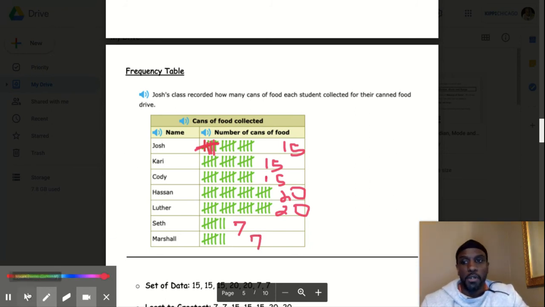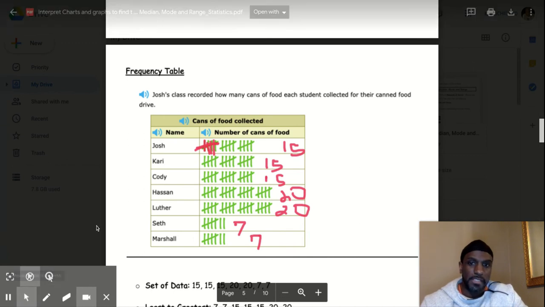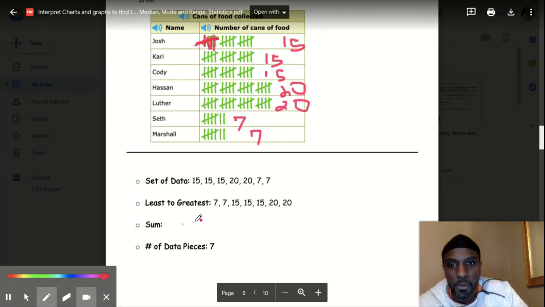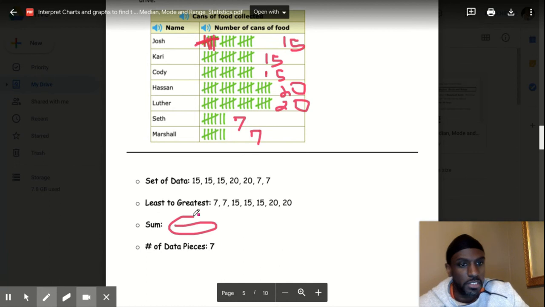So write them all down. Wrote them all down here: 15, 15, 15, 20, 20, 7, 7. Put them in order from least to greatest. Find out what the sum is, and now you're good to go. You can find the mean, the mode, the median, and the range, okay?